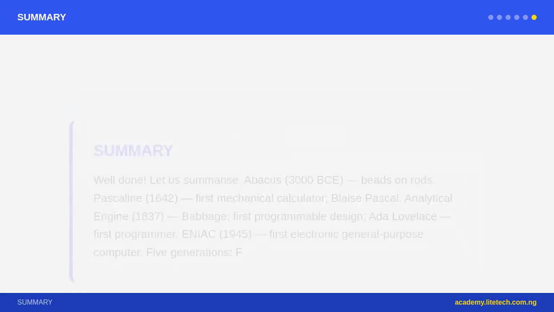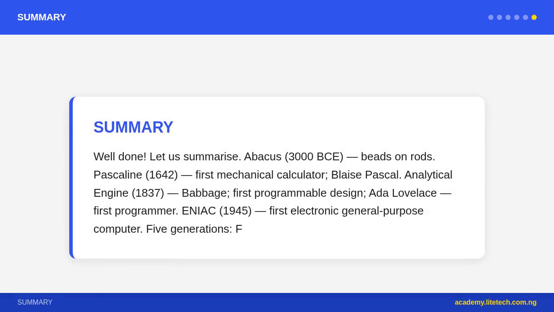Mistake 3. Getting the computer generations in the wrong order. Memory aid: vacuum tubes, transistors, integrated circuits, microprocessors, artificial intelligence. Or, Very Tired Intelligent Machines Are.